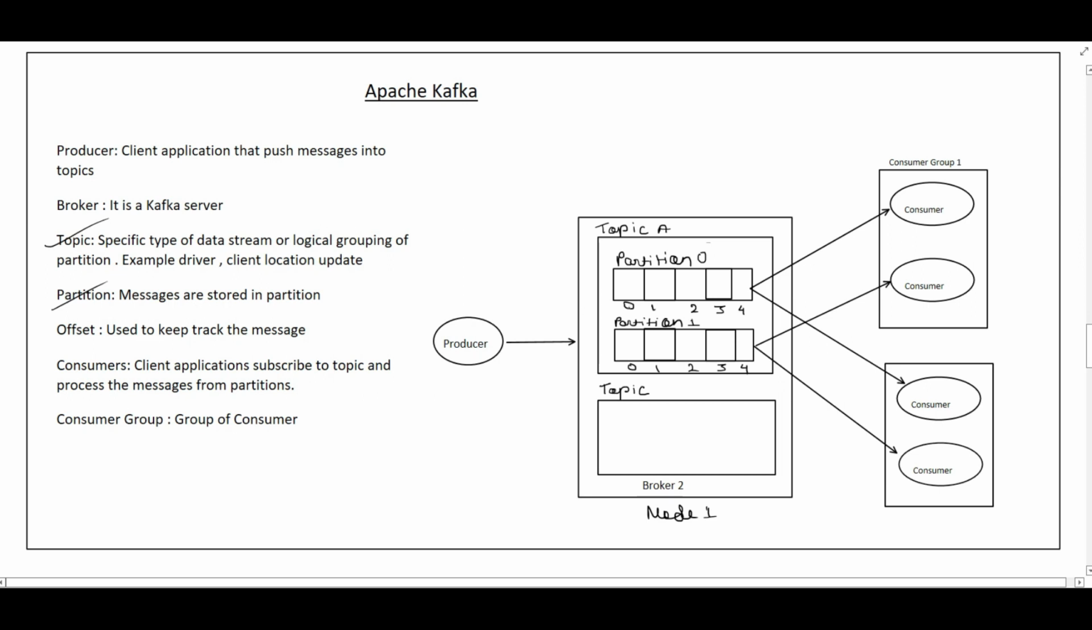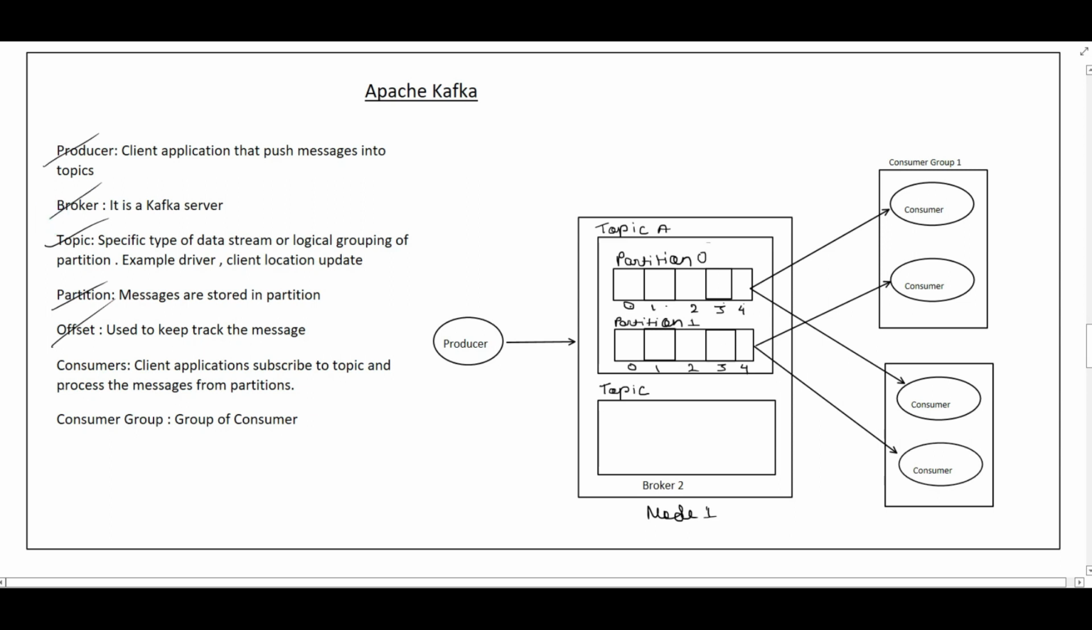And we have an offset in the partition for all the messages, and to keep track of those messages, offset is used. So these are the numbering in the partition: 0 1 2 3 4 are the offsets. And we know the producer is the client application which pushes the messages to the Kafka server, right? And this node 1, which is running the Kafka server, is nothing but a broker.